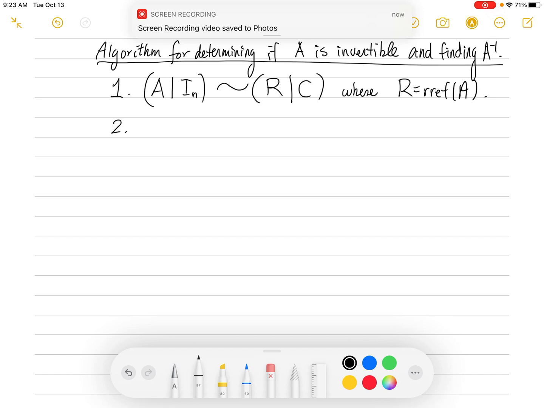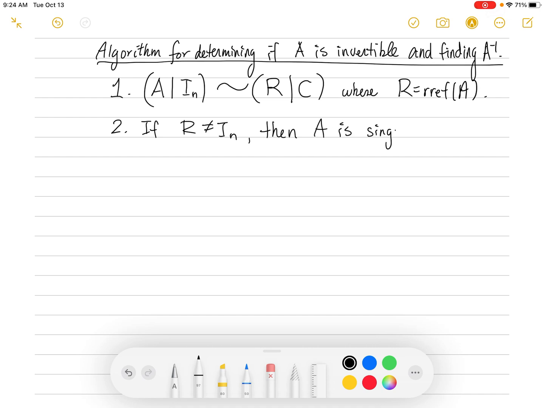So two things can happen. Either R could be the identity or R may not be the identity. So if R is not the identity matrix, if A does not reduce to the identity matrix, then A is singular. It's not invertible, right? And you don't have to worry about finding an inverse because if A is singular, there is no inverse. Or the other option could be A reduces to the identity. So if A reduces to R, and if R is the identity, then that means A is invertible.